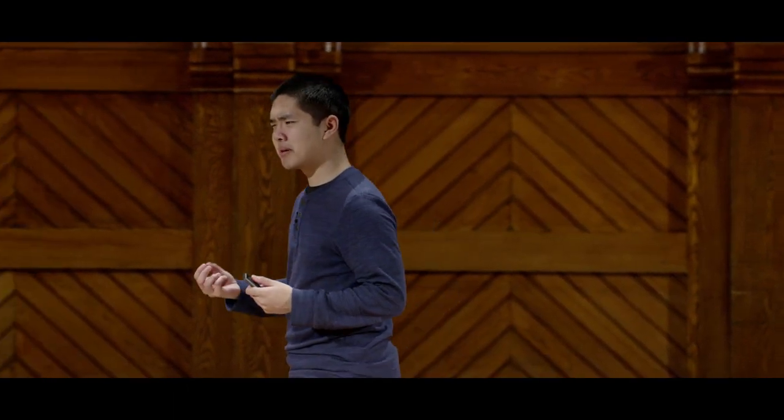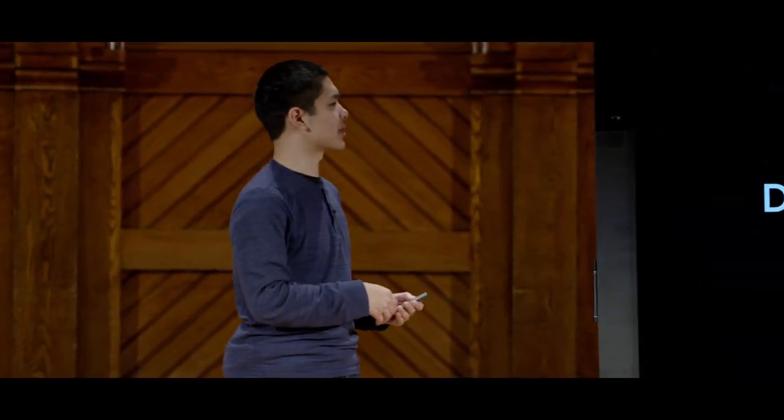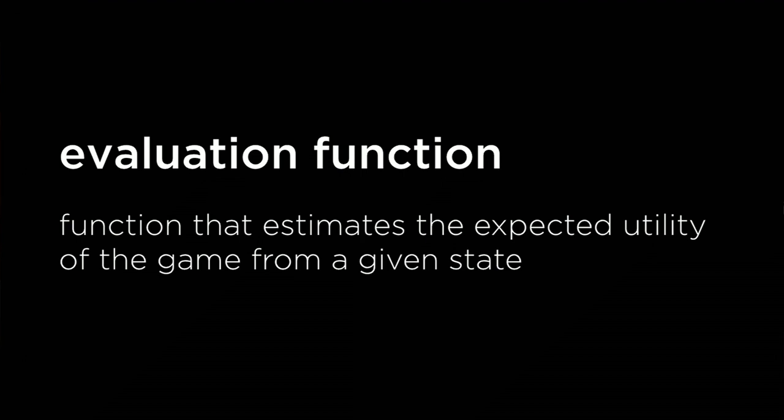But what do we do after we get 10 or 12 moves deep and we arrive at a situation where the game's not over? Minimax still needs a way to assign a score to that game board or game state to figure out what its current value is, which is easy to do if the game is over, but not so easy to do if the game is not yet over. So in order to do that, we need to add one additional feature to depth-limited minimax called an evaluation function, which is just some function that is going to estimate the expected utility of a game from a given state.